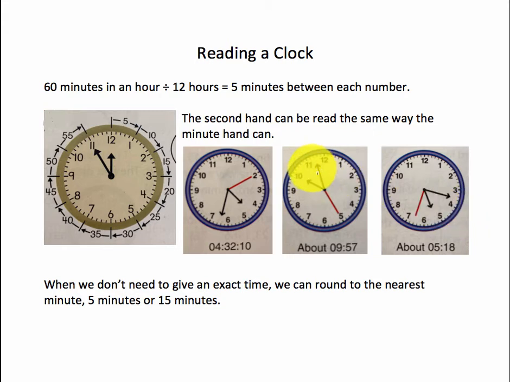So if I was telling someone what time it was and it was 9:57, well, chances are I would just tell them it's just about 10 o'clock, right? I'm not going to give them a very specific time. Or this one, it's about 5:15.